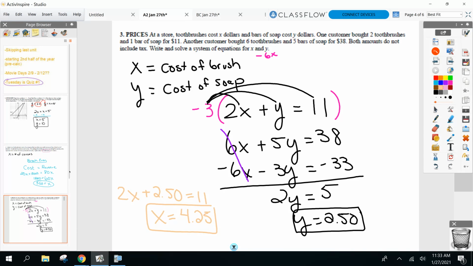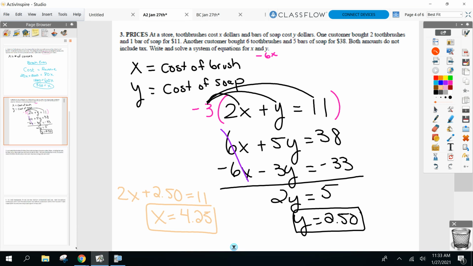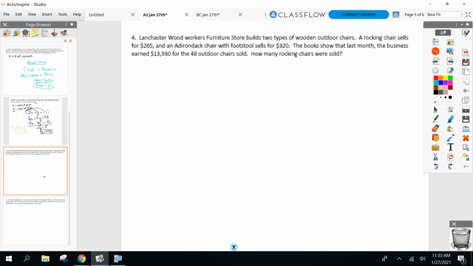All right, next up. Oh, we only got 2. Look at that, guys. We're flying. 2 more left and we're good. Now we're talking chairs from the old furniture store. You guys can read through.